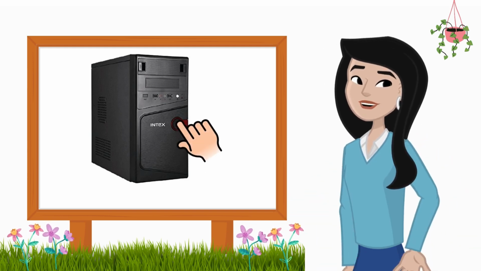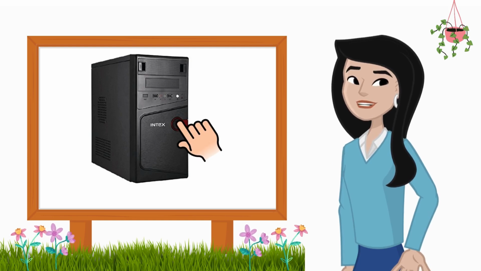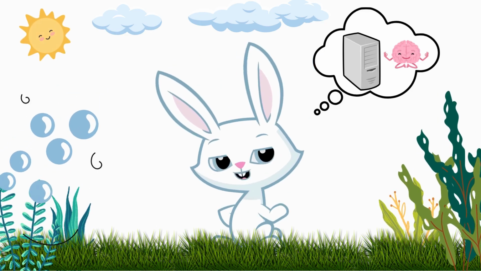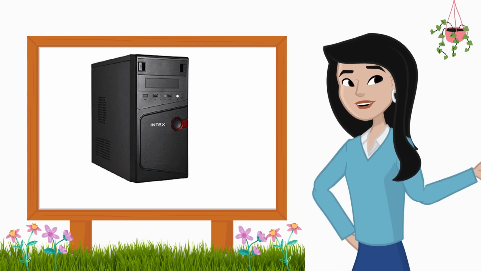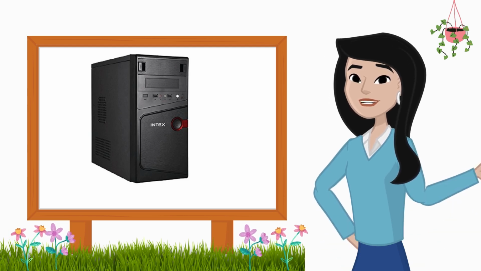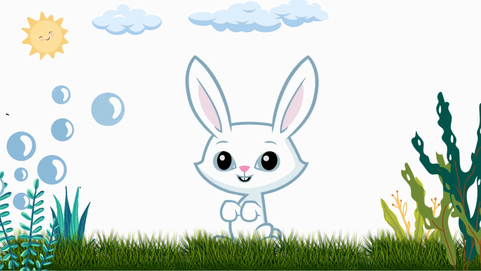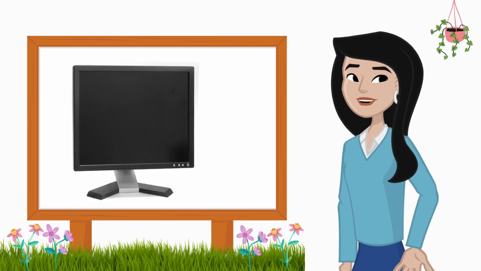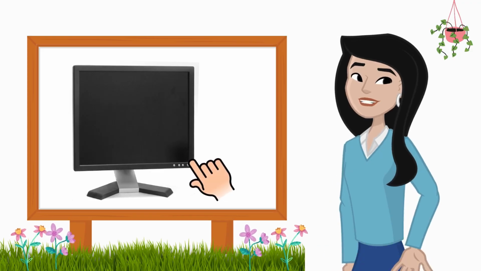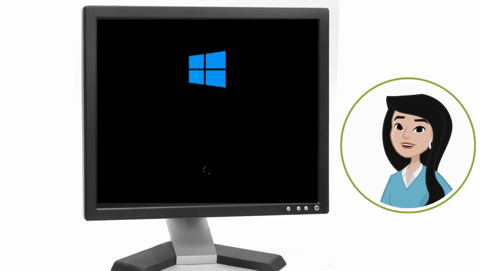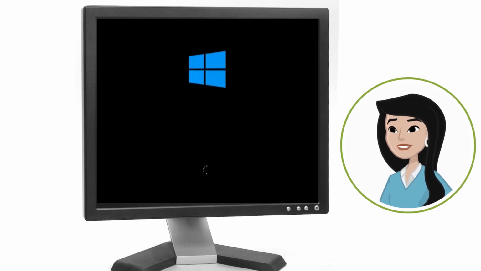Now simply switch on the power button of CPU. CPU is the brain of computer, right? Exactly, Bunny. It does all the thinking and processing work of a computer system. It's on. What's next? Now switch on the power button of monitor and wait for a bit so that everything can get loaded into the computer system.